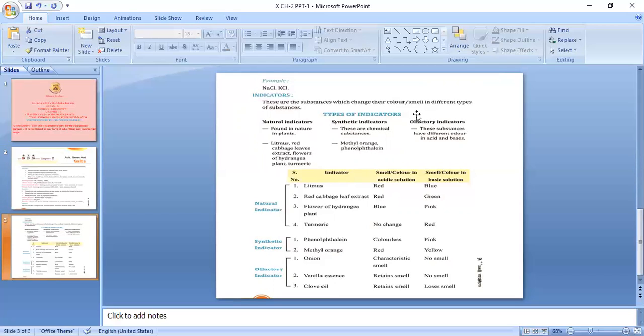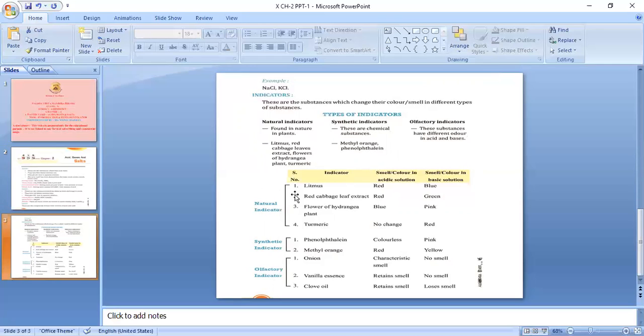Next, let's talk of olfactory indicators. Olfactory indicators are those substances which have different odors in acids and bases. They indicate the nature by changing their odors, or by changing their smell.